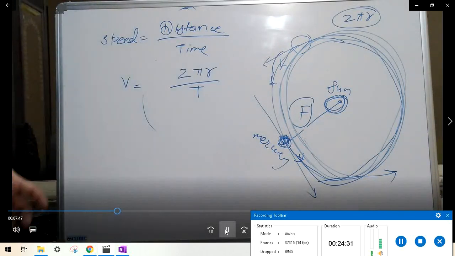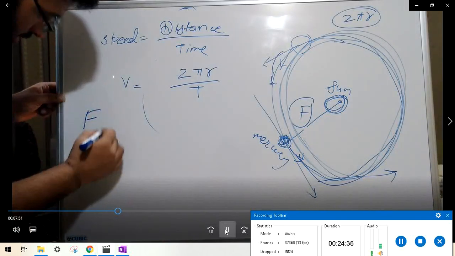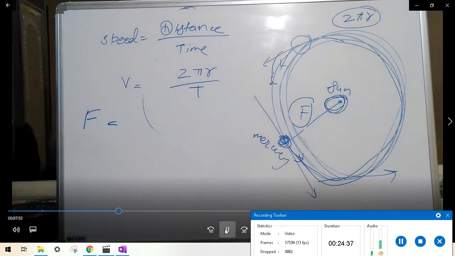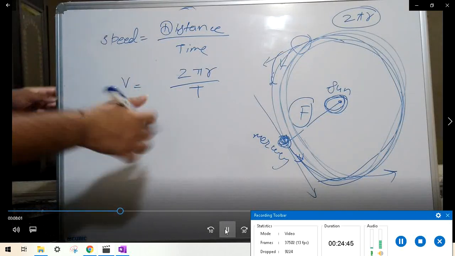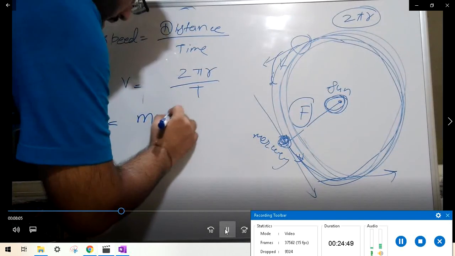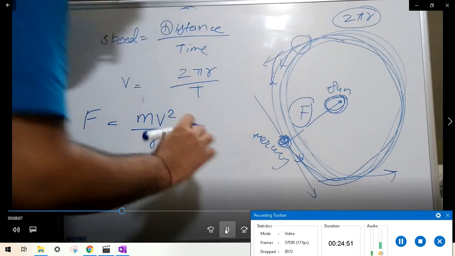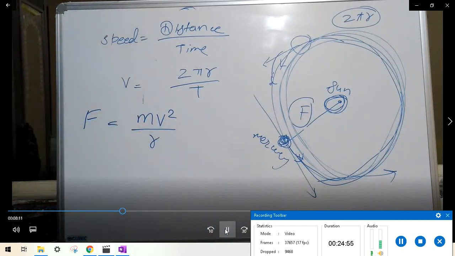There is a law for circular motion too. The law says that whenever an object is revolving in a circular motion, there is some force applied on it, and that force is equal to mv square by r. Very simple it is. m is the mass, v is the velocity, and r is the radius.